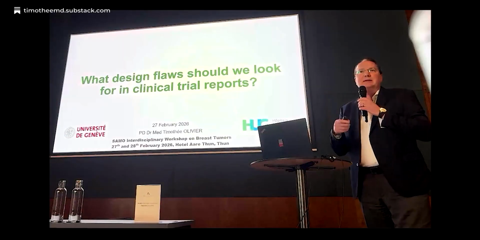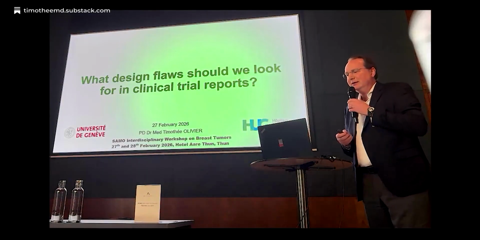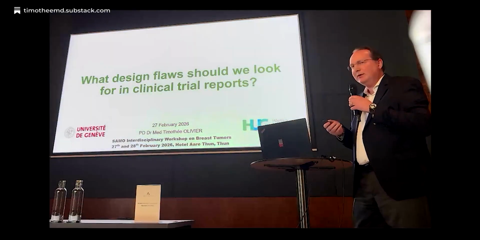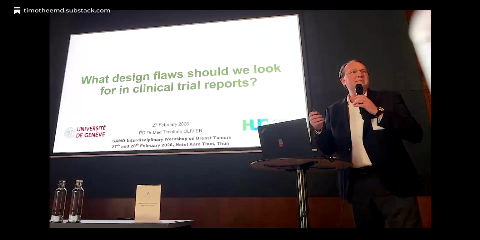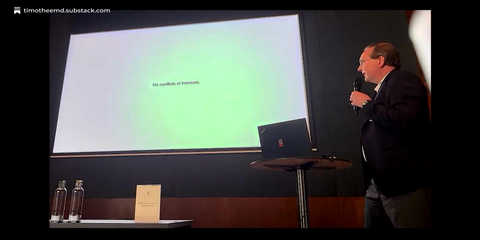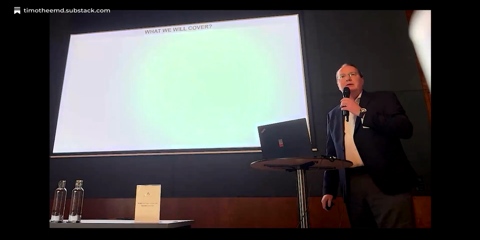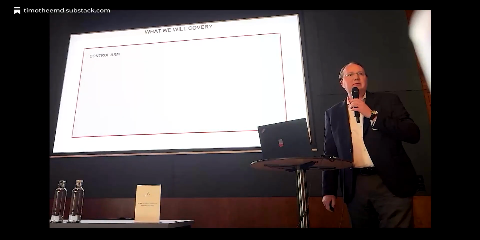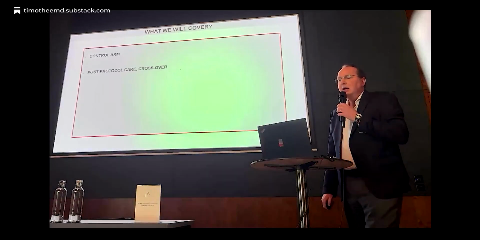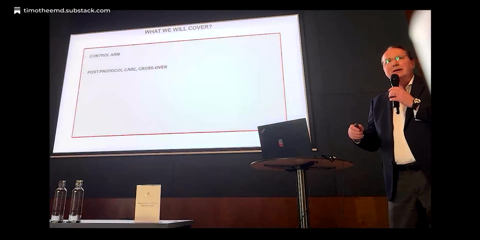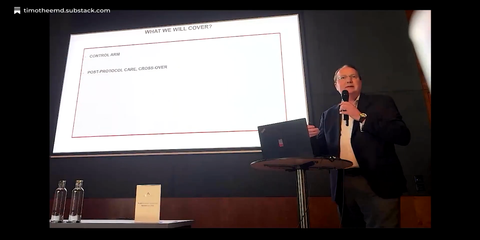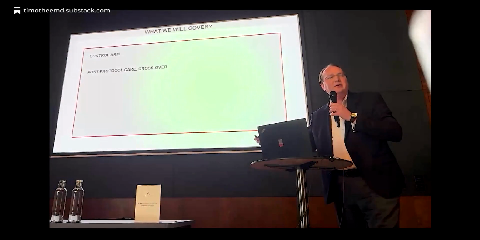So it's very hard to cover how to read clinical trial reports and what to look at in 30 minutes, but I will try to cover some of the core aspects I think are very important when interpreting clinical trials. You have no conflict of interest, and what we will be covering is the control arm. You will see that the control arm is not always the best standard of care that it should be. Then we will be talking about post-protocol care, sometimes also called subsequent therapy. It's also very important. It's, in a sense, affecting the control arm down the road.